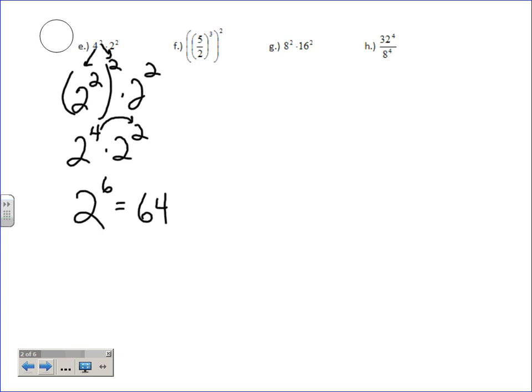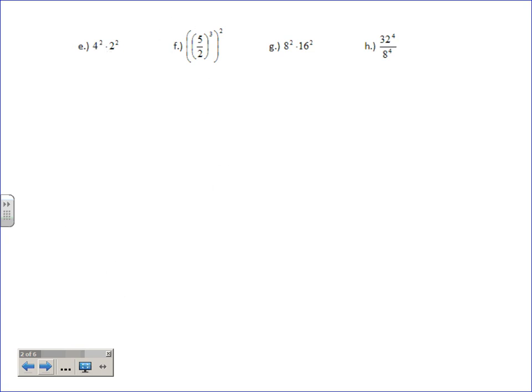Another way to do it is, if you have exponents the same, there's another way you can do it. Are my exponents the same? Okay, so then just write down the exponent. And then do whatever it says to do to the bases. What's it saying to do to the bases? What's 4 times 2? Is 64. Okay, a little bit quicker.